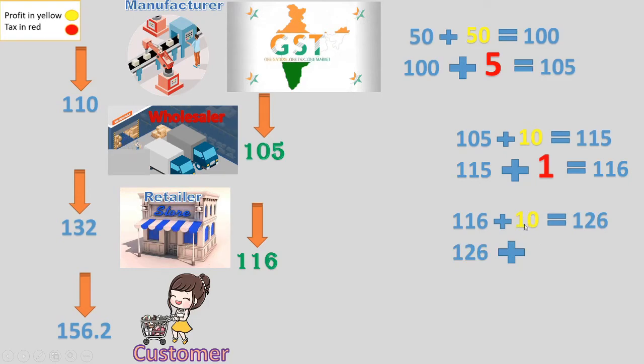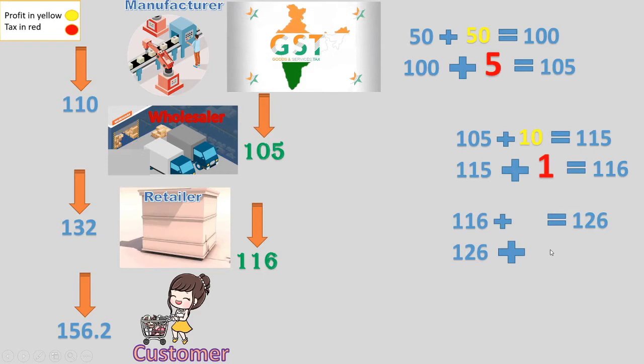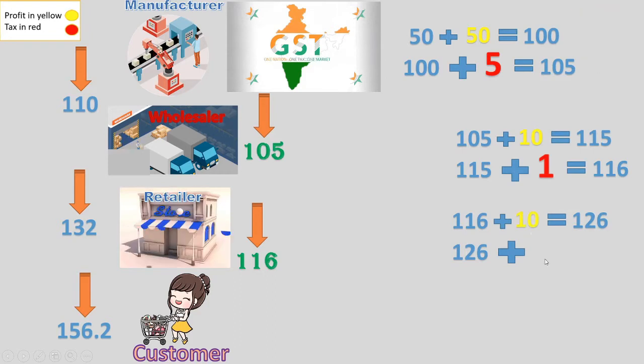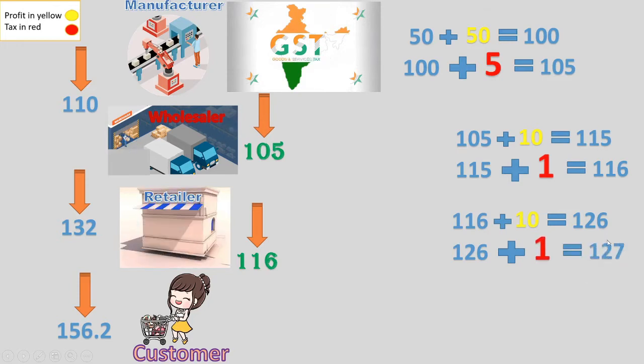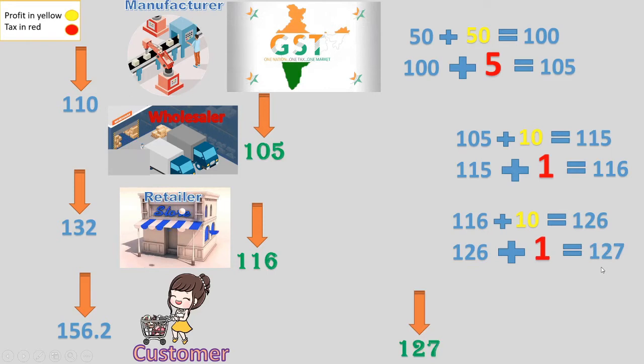So 10% on rupees 10 will be rupee 1. So the cost for the product will be 127. So ultimately the customer has to pay 127 rupees for the product. There is no tax on tax.